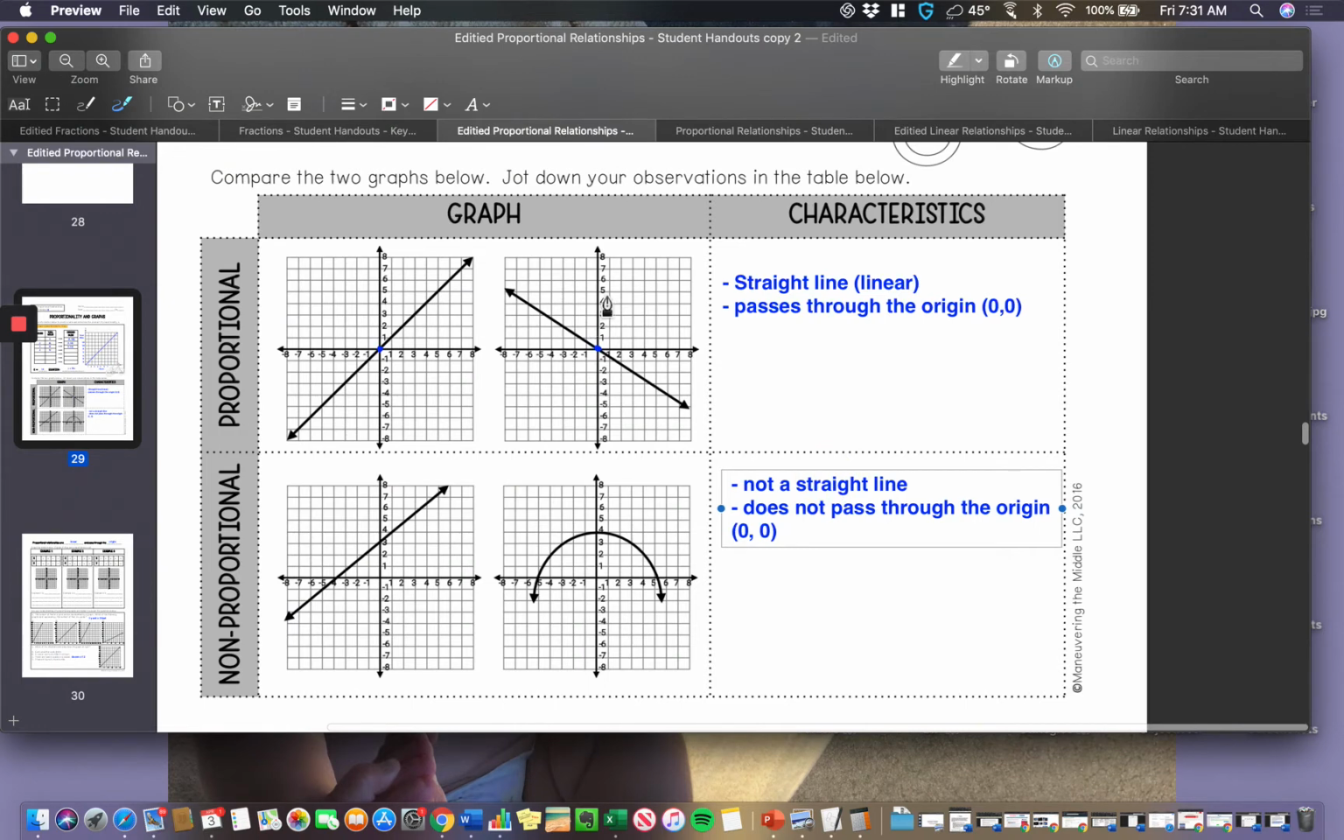Alright? Very, very important stuff. This can be very easy, right? So all you need to have a proportional graph is a straight line that passes through the center, the origin. And if it is non-proportional, you may have a straight line, but if it's not passing through the middle right here, it's not a proportion. And this one doesn't pass through the origin and it's curved, so that's definitely not a proportion.